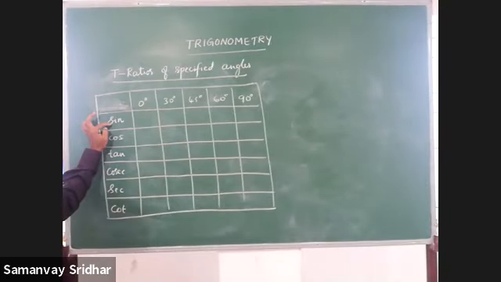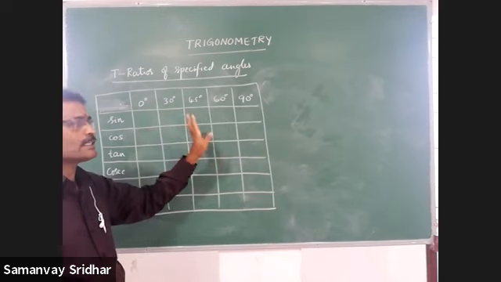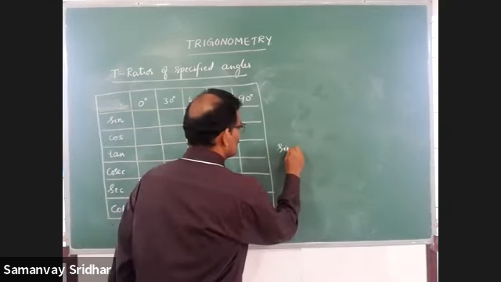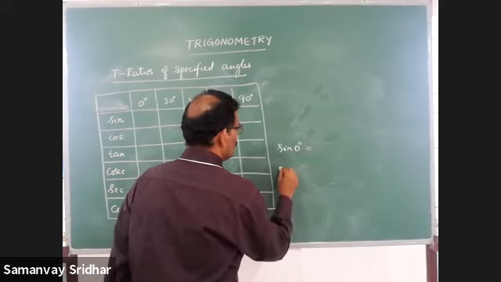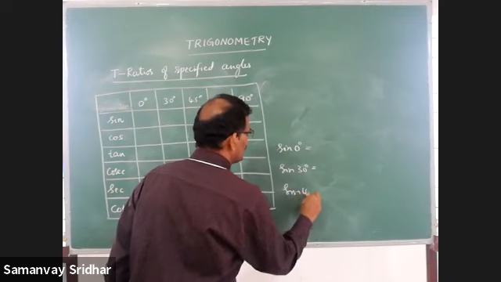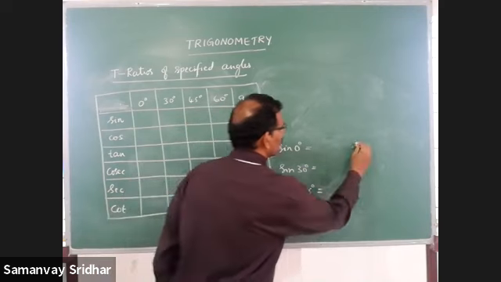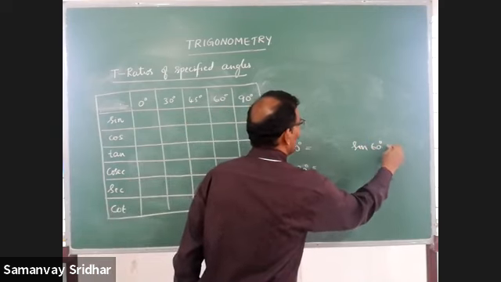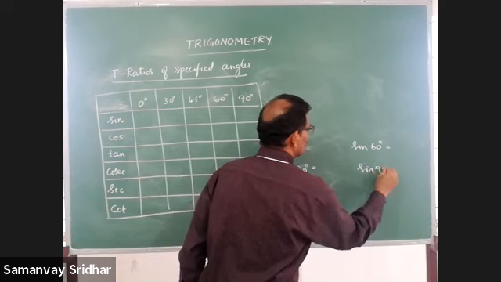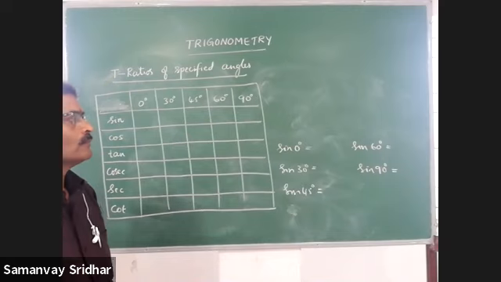First of all, we have to see sine. What is the value of sine 0 degree, sine 30 degree, sine 45 degree, sine 60 degree, and sine 90 degree? What is sine 0 degree? What is sine 30 degree? What is the value of sine 45 degree? Then what is the value of sine 60 degree? Then we have to see the value of sine 90 degree.